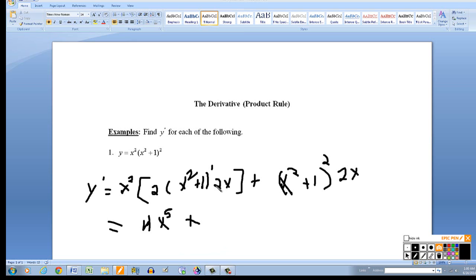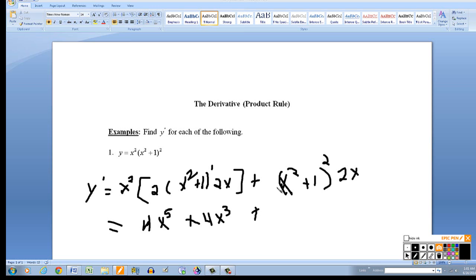And here I would have 2x and a 4, so this would be a 4x to the 3rd. Okay, so multiplying this term here, 4x, and then the x squared, so 4x to the 3rd. Okay, that's what I get there.